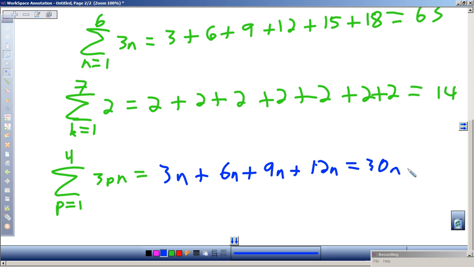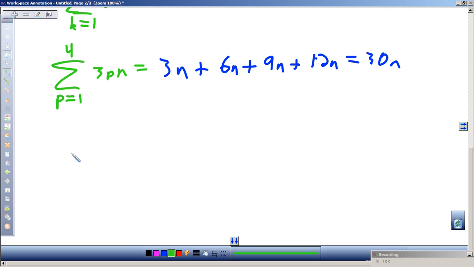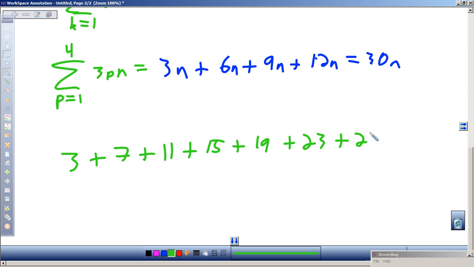Now, I'm going to write out the sum. I want you to write it in sigma notation. So if I say 3 plus 7 plus 11 plus 15, what is this in sigma notation?